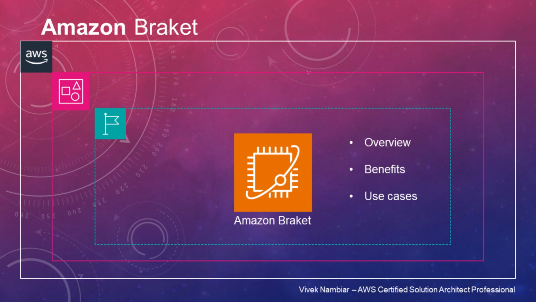Here are some of the use cases for Amazon Braket. Drug discovery. Braket can be used to simulate the behavior of molecules, which can help researchers discover new drugs. Material science. Braket can be used to simulate the behavior of materials, which can help researchers develop new materials with desired properties. Finance. Braket can be used to price financial derivatives and to optimize trading strategies. Machine learning. Braket can be used to train machine learning models on quantum data.